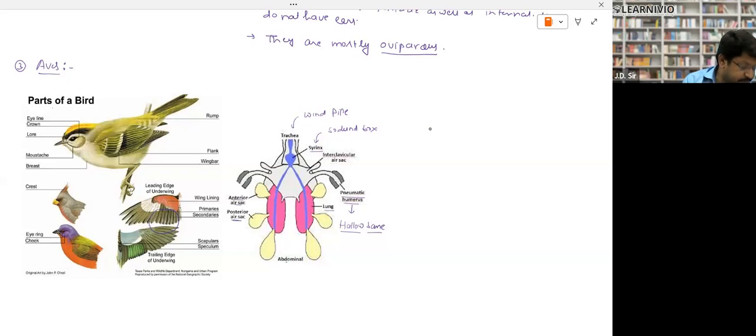The first point. Birds are bipedal. Bipedal means they walk with the help of their hind limbs. Bipedal, feathered. Their body remains covered with feathers, right? Feathered and warm-blooded, not cold-blooded, warm-blooded animal.